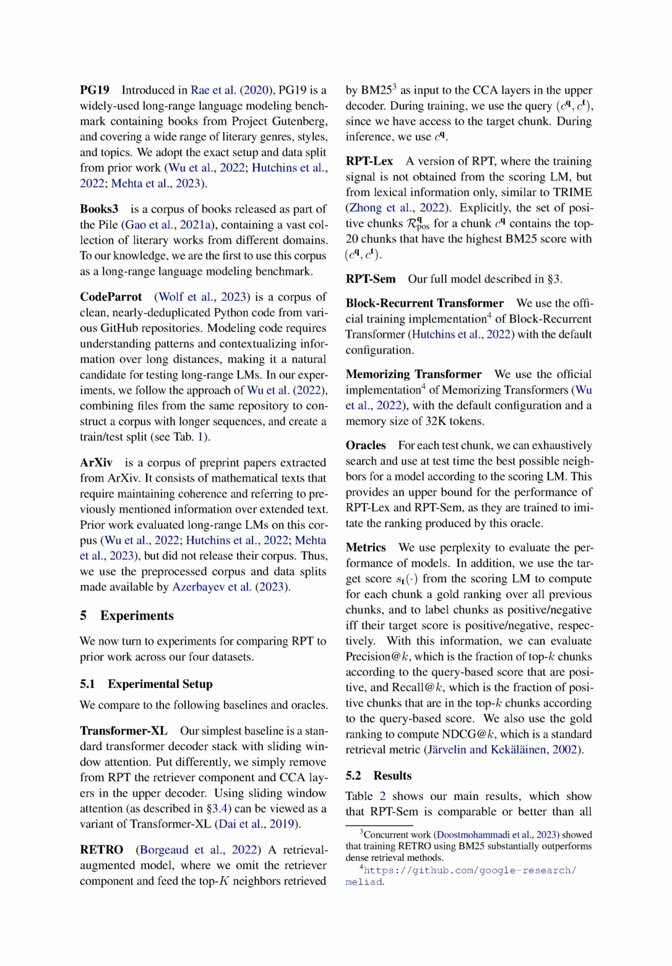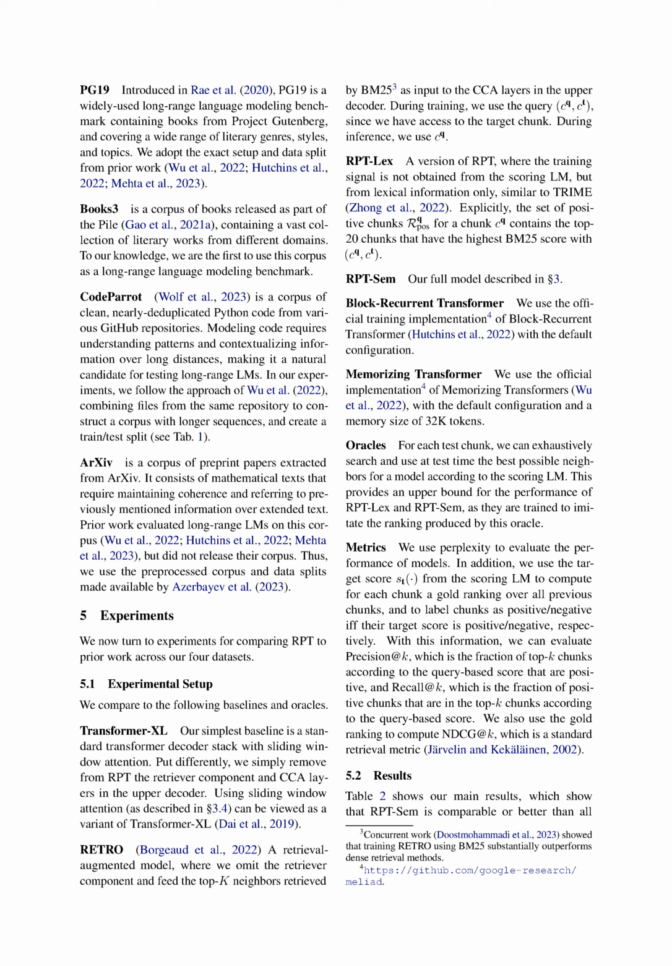The sliding window attention approach, as detailed in a previous section, can be understood as a variant of the Transformer-XL model. Retro. This is a retrieval-augmented model. In this case, we leave out the retriever component and directly feed the top K neighbors retrieved by the BM25 algorithm into the CCA layers of the upper decoder. Concurrent studies have indicated that training Retro with the BM25 algorithm significantly outperforms methods that rely on dense retrieval. When training, we utilize the query that includes both the question and target chunks. However, during inference, we only use the question chunk.